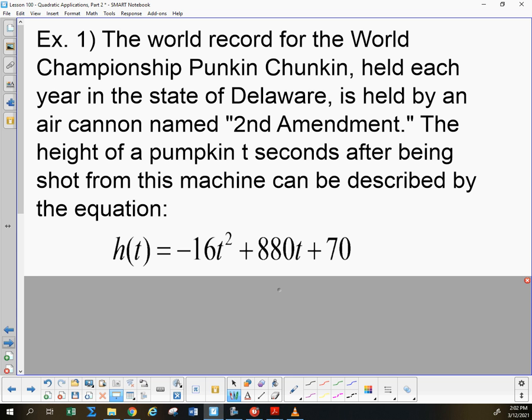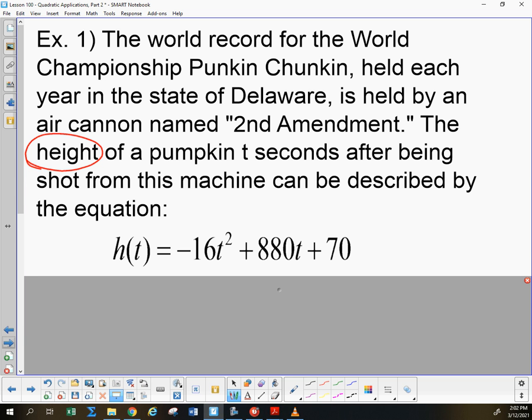And so for this one, this describes, again, just the height. This is not talking about how far away from the cannon does the pumpkin go, but this is just talking about if we just looked at the vertical part, it goes up for a little ways, and then it starts to come back down. H of t equals, there's our minus 16 again, t squared, plus 880t plus 70.